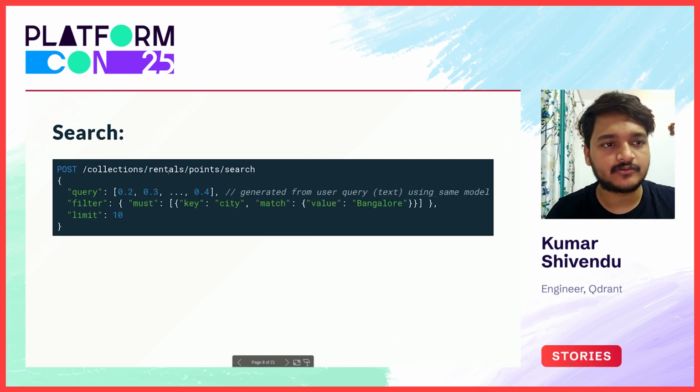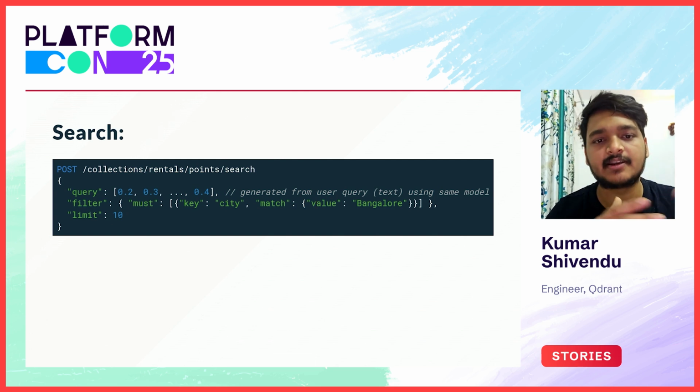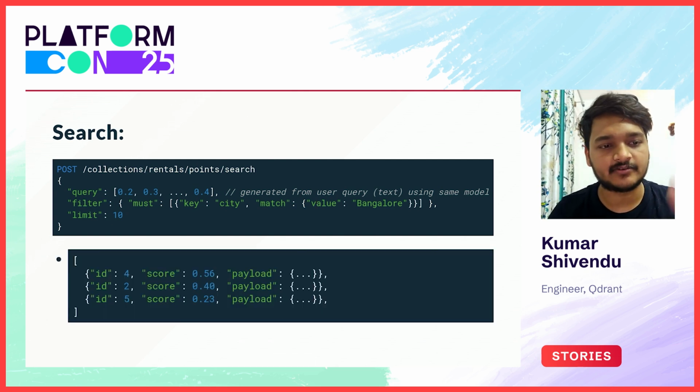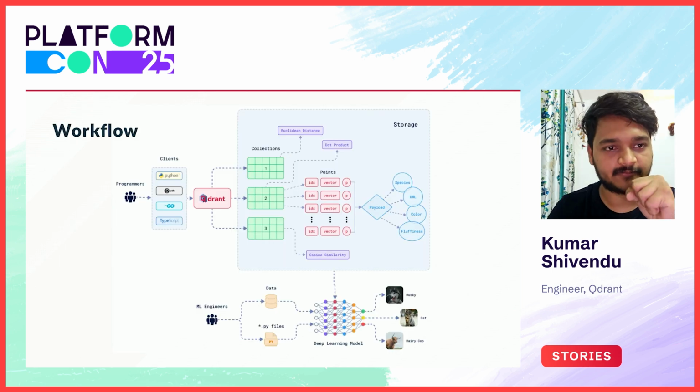Now to search, you can do a POST request to the same collection, and pass it the vector and do some filtering based on certain conditions like price greater than, less than, all these things, and it will return the relevant points that are matching, along with some payload. So that is the general picture about vectors, vector search, and vector databases.